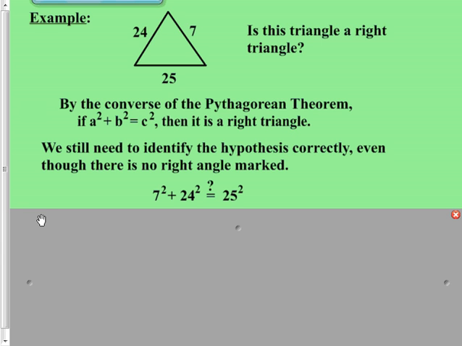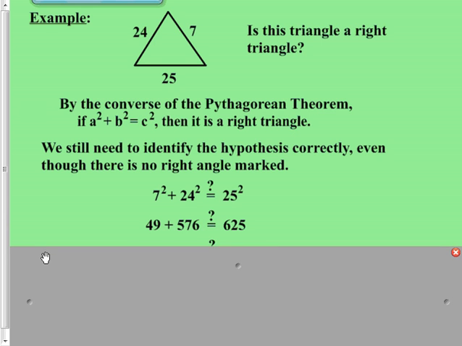24 squared is probably a value we do not have memorized, so we would probably be going to our calculator to help us know that 24 times 24 is 576. Probably the same on the right side, 25 times 25. We would probably be going to our calculator to find out that that is 625.